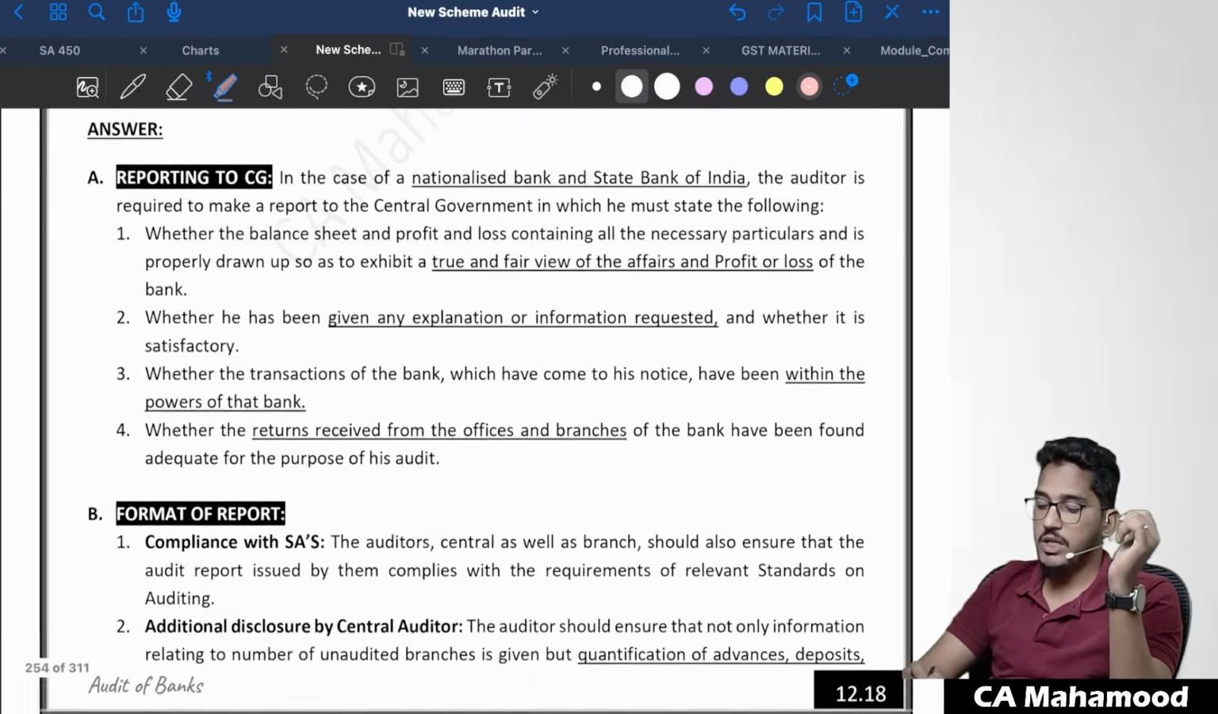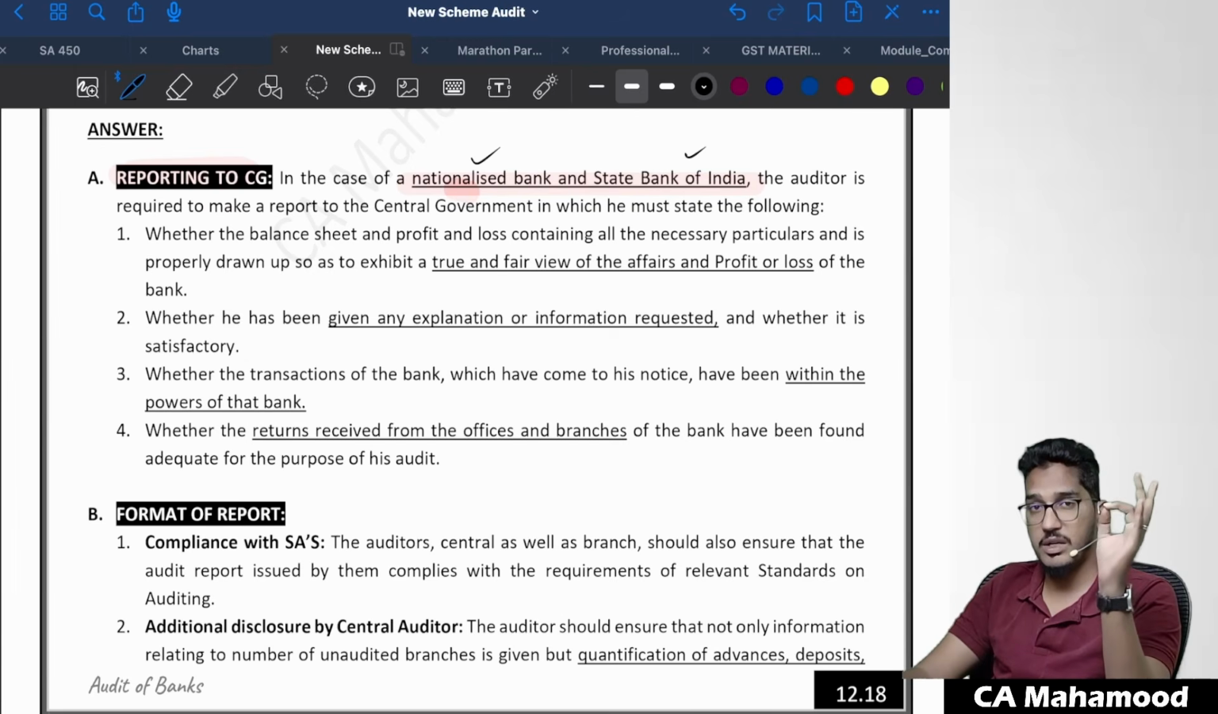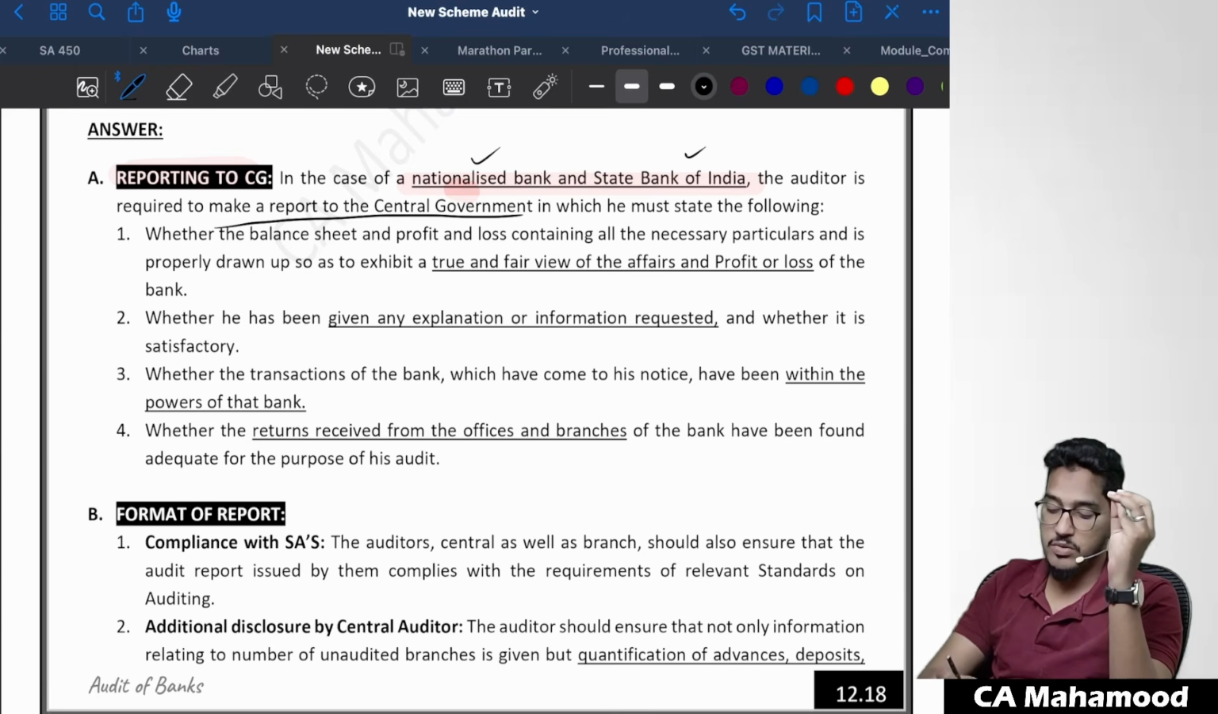So in case you are conducting audit of a nationalized bank or SBI, you are required to submit a report to the central government. When? Only when you are conducting audit of a nationalized bank or SBI, then you are required to make a report to the central government. In that, what you have to mention, let us see. In case of a nationalized bank and SBI, the auditor is required to make a report to the central government in which he must state the following. So in that report which you are sending to the central government, you must state these things.